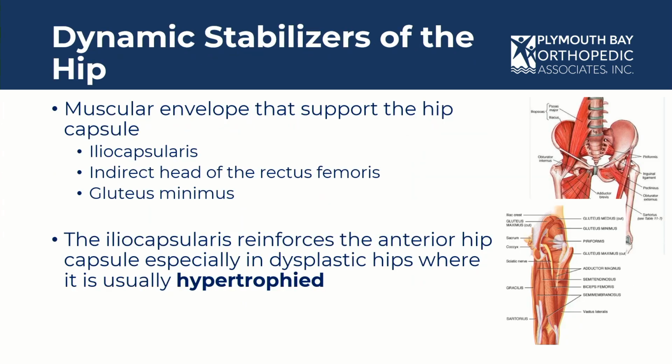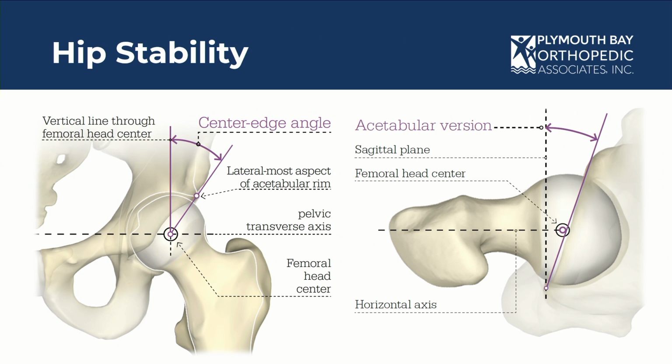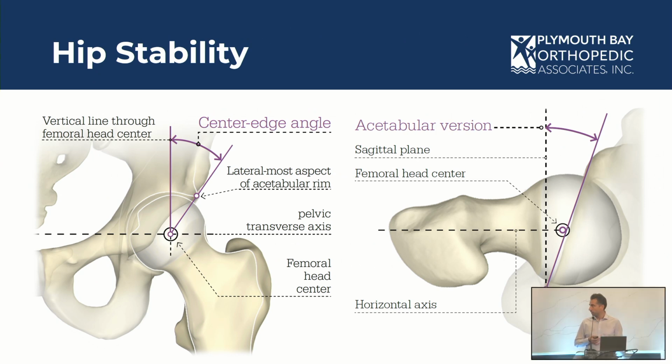Dynamic stabilizers are the small muscles around the hip. They are associated closely with the capsule. What's interesting is that these small muscles often hypertrophy in instability, and I'll explain in a second why. So to fully understand the stability of the hip, you have to look at both sides. You definitely have to look at the version of the acetabulum as well as the femoral torsion, which is the three-dimensional orientation of the cup.